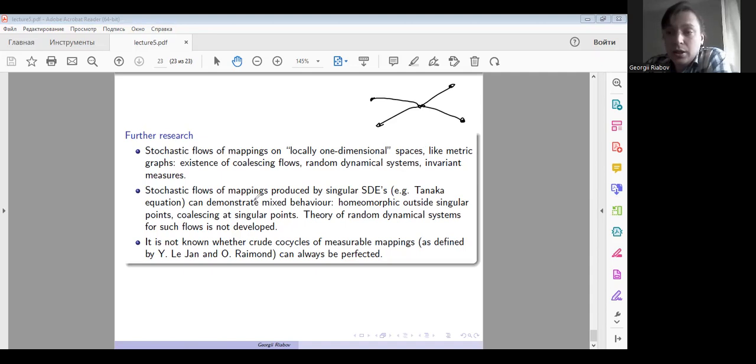Also, it is known that stochastic flows of mappings produced by singular stochastic differential equations can demonstrate mixed behavior: to be homeomorphic outside singular points and coalescing in the singular points or in the neighborhood of singular points. For such stochastic flows, there is no developed theory of random dynamical systems. And finally, a very interesting question that was already a little bit discussed yesterday. Up to now, it is not known whether crude cocycles of measurable mappings can always be improved to be perfect cocycles. There is no theorem that it is possible, and there are no known counterexamples.